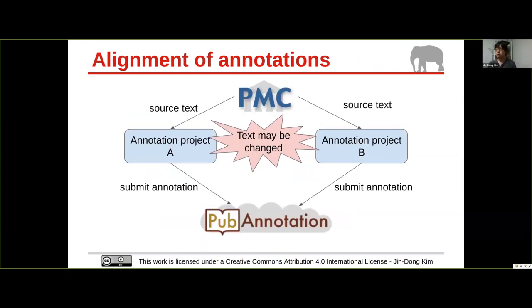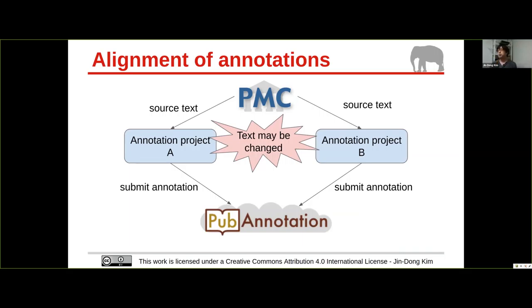And as a repository of annotation data sets, which collect annotation data sets from various groups, the most important function of PubAnnotation is text alignment and also annotation alignment. This function is very important because many groups, when they produce annotations to articles of life sciences, usually take texts from PubMed or PMC, and they produce annotations to the text they took from PubMed or PMC.